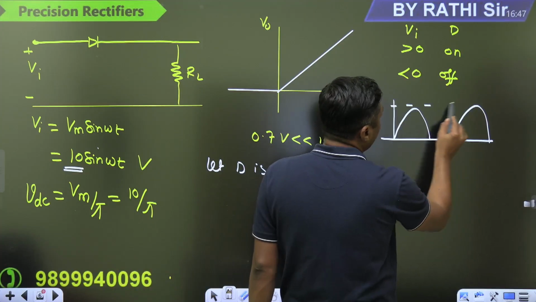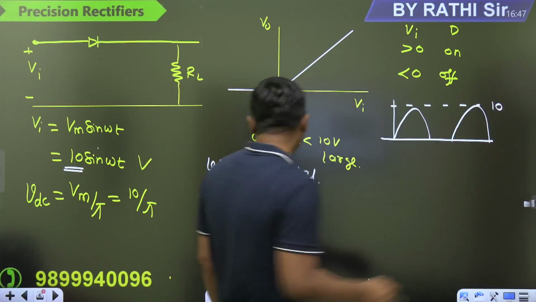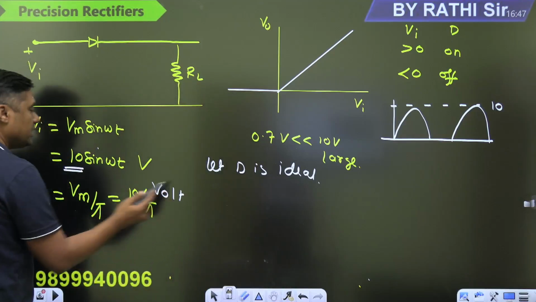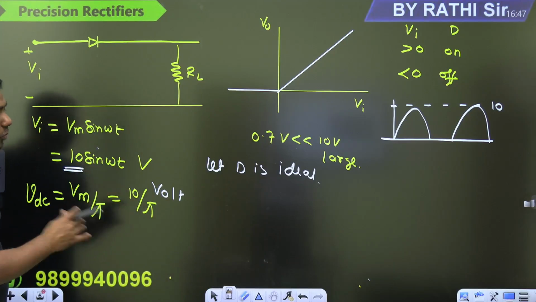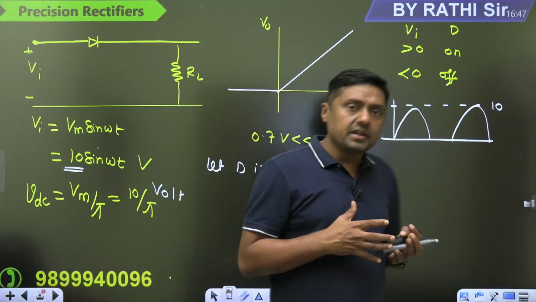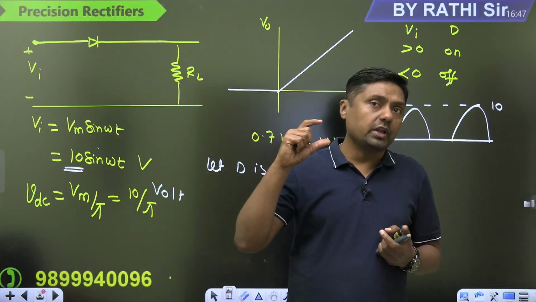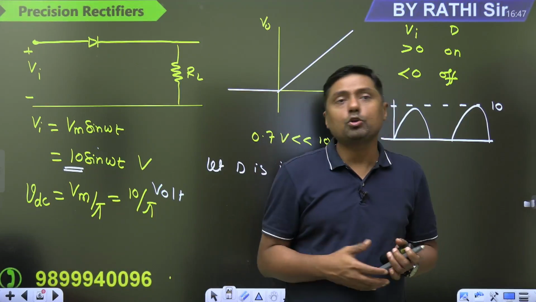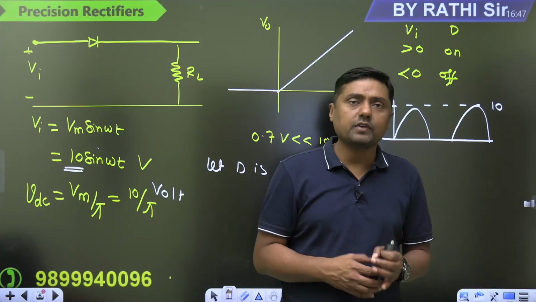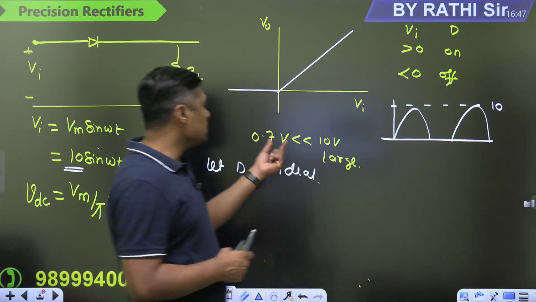What is the DC value of the output? 10 by pi volt, and that will be the answer under ideal condition. Okay, no problem. Then why are we considering the ideal diode? Because the highest value, 10 volt, is very high as compared to 0.7 volt, and that's why we can say for positive half diode is on, for negative half diode is off, because the cut-in voltage required is very low.